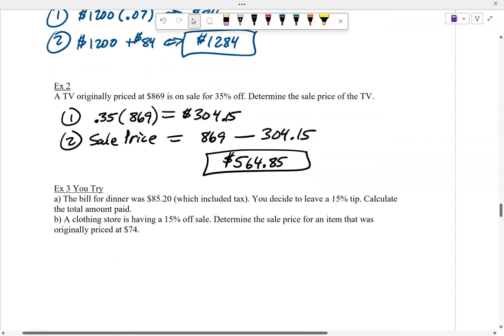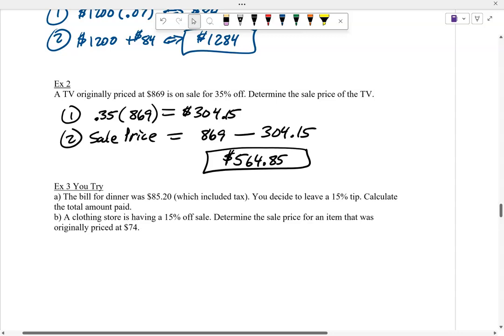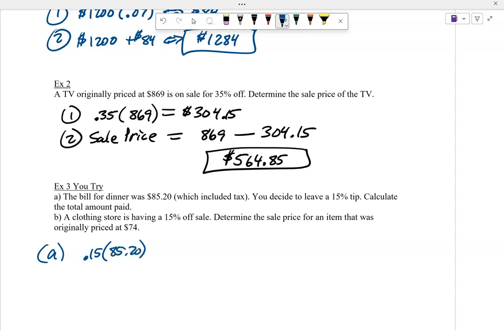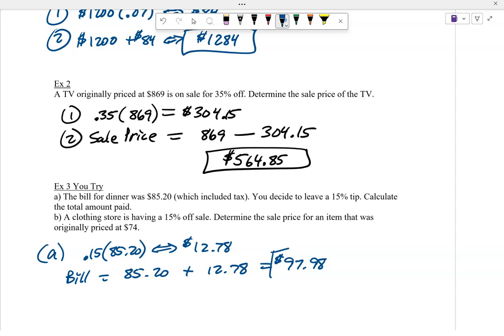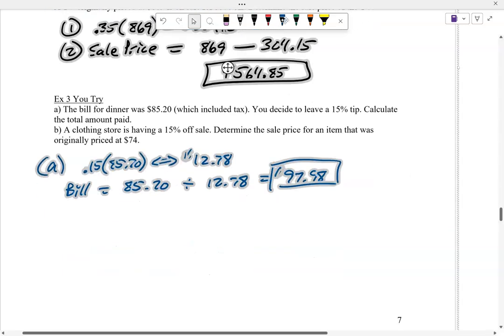And why don't you guys try this one? Go ahead and pause the video. All right, part A, the bill for dinner is $85.20. You want to leave a 15% tip. 15% of $85.20 ends up being a $12.78 tip. So the total bill would be the $85.20 for the meal plus the tip, which is $97.98 is your total bill with the tip.